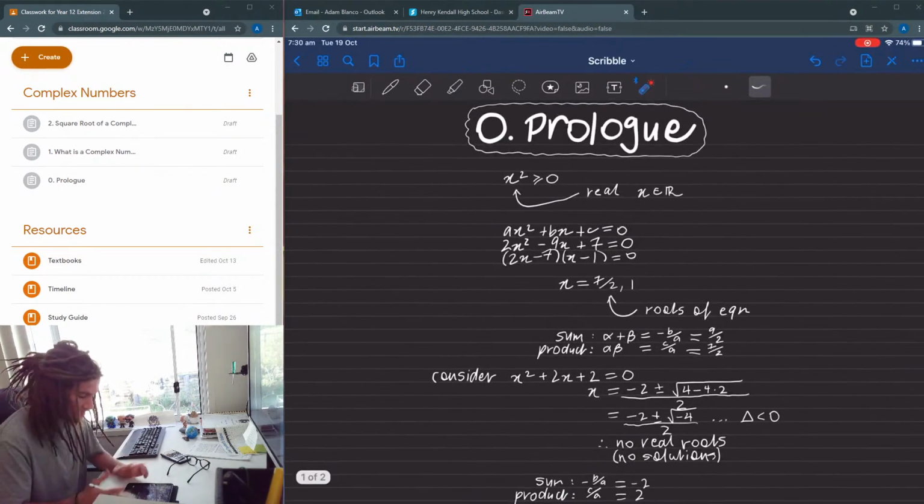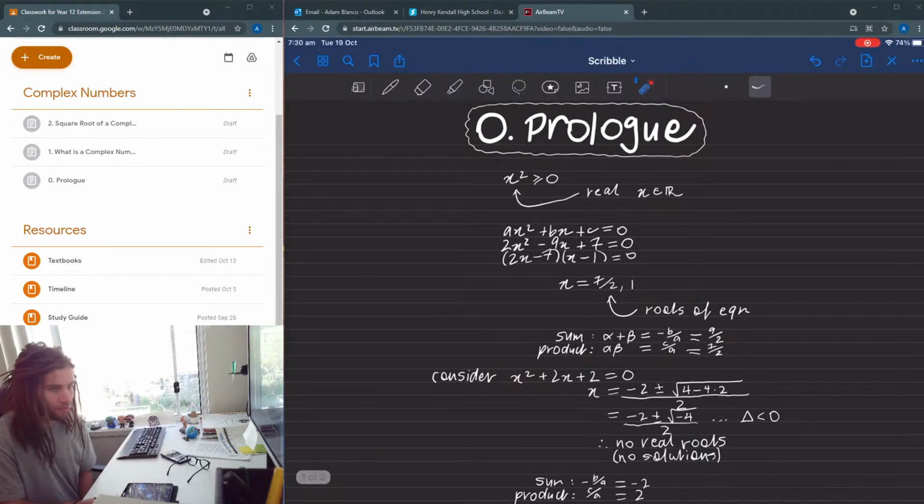I'll obviously upload this, but we are going to go through this stuff much slower. This is just an introduction as to how things came about. And yeah, I guess that's our introduction to complex numbers in a nutshell.